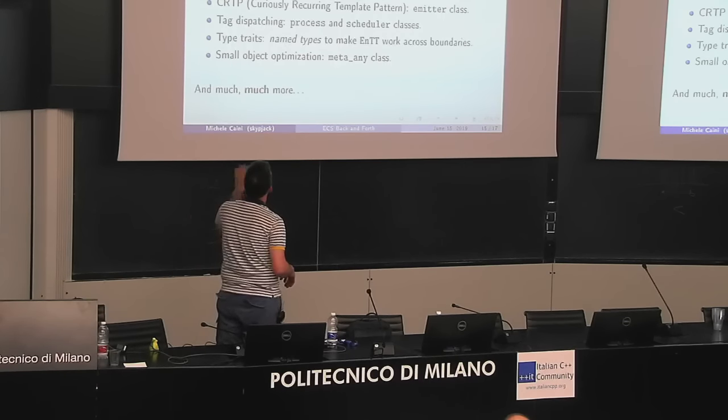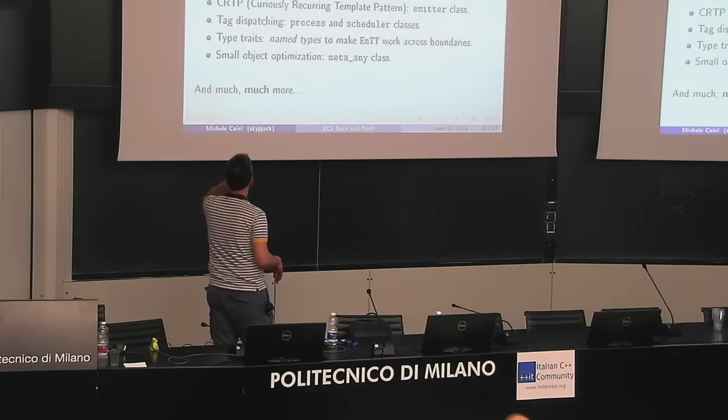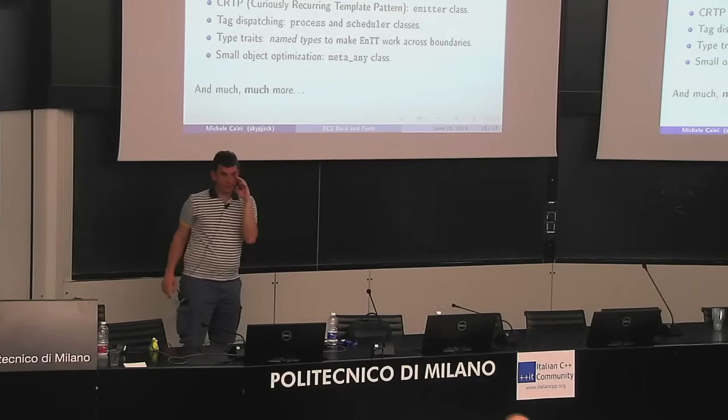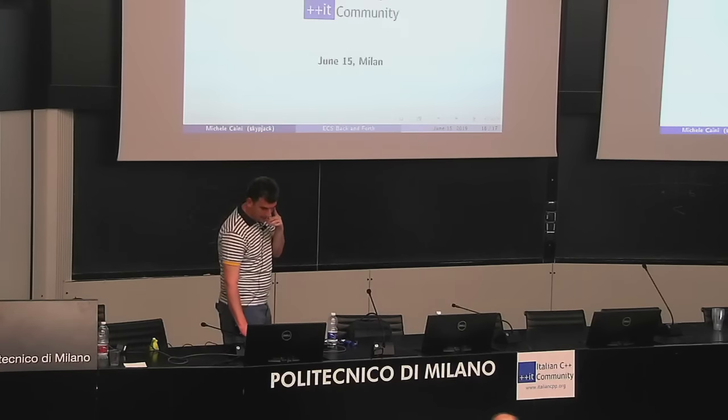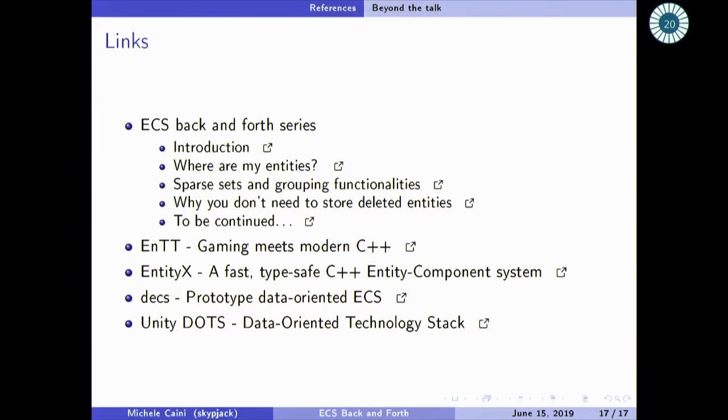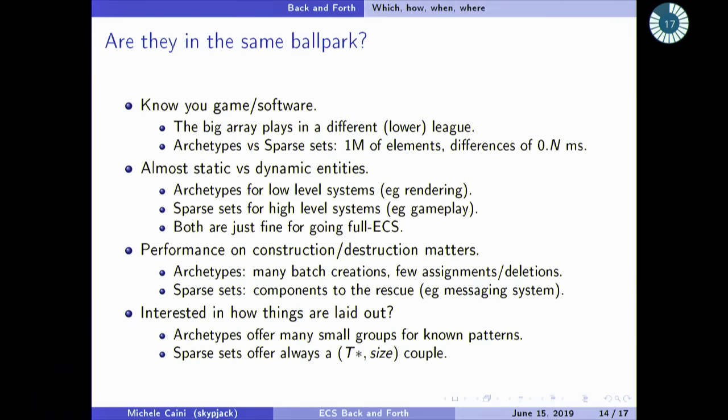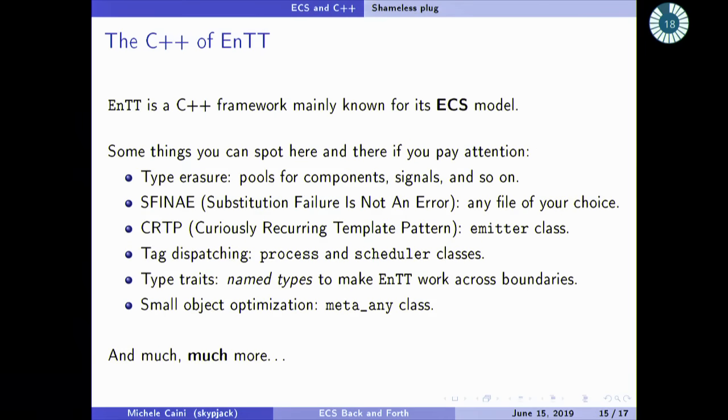Finally, a bit of C++. EnTT is an open source library. It's on GitHub, so you can look at it. The last slide contains some links. If you are interested in C++, a lot of templates, some optimization here and there, and a lot of stuff. Here is what you can find in this library, and since time is over, I cannot go into details with all these things. And so that's all.